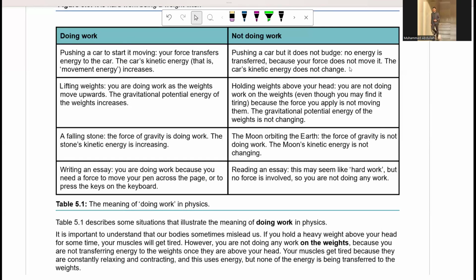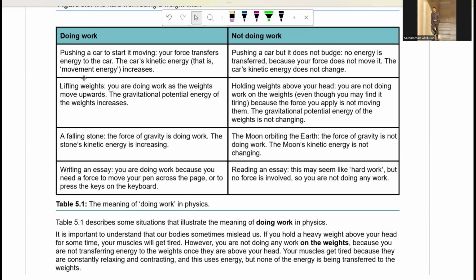So we discussed work in physics. What is work done? The only condition we need is that work is said to be done if and only if the distance covered is in the direction of the applied force. If it's so, it would be considered work done in physics. If not, then obviously no work is done in physics.